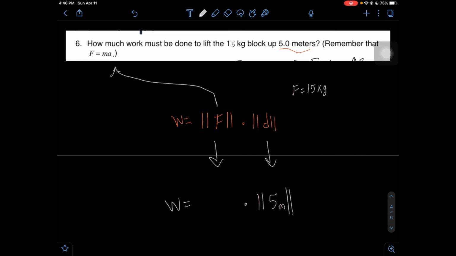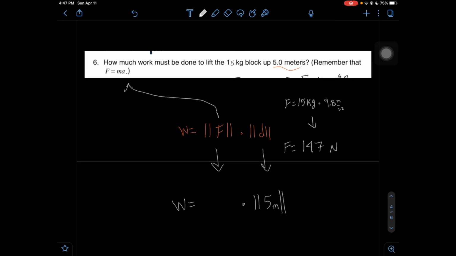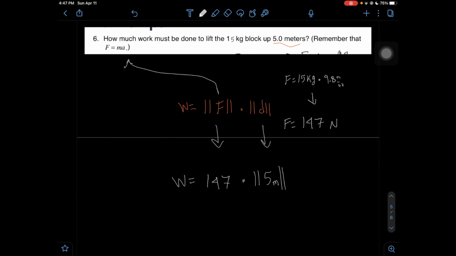Well, if you think about it, acceleration on an object at any given point of time on Earth is about 9.8 meters per second squared according to physics. Well, we have 15 times 9.8 meters per second squared. Well, 15 times 9.8 is 147. So we know our force is equal to 147 newtons. So we do 147 newtons times 5 meters, and we get work equals 735. In physics, work is measured in joules, so we're going to say 735 joules.